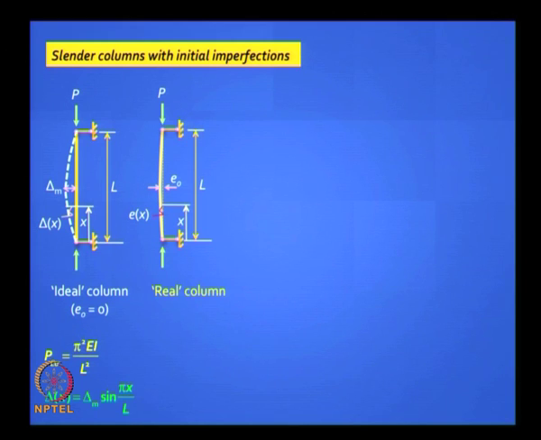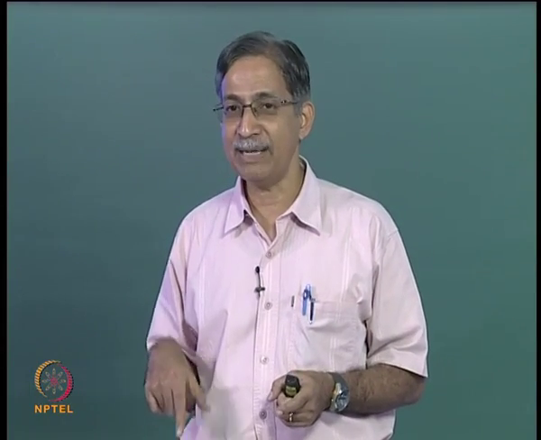And any material you are bound to get something. We do not know the profile of that initial imperfection. But if you really want a worst case scenario, you can imitate the same fundamental buckling load profile. So in this case you can assume a sinusoidal initial imperfection with a maximum value of e naught at mid height. So I can write the initial imperfection like this. So the initial imperfection serves like a primary eccentricity.